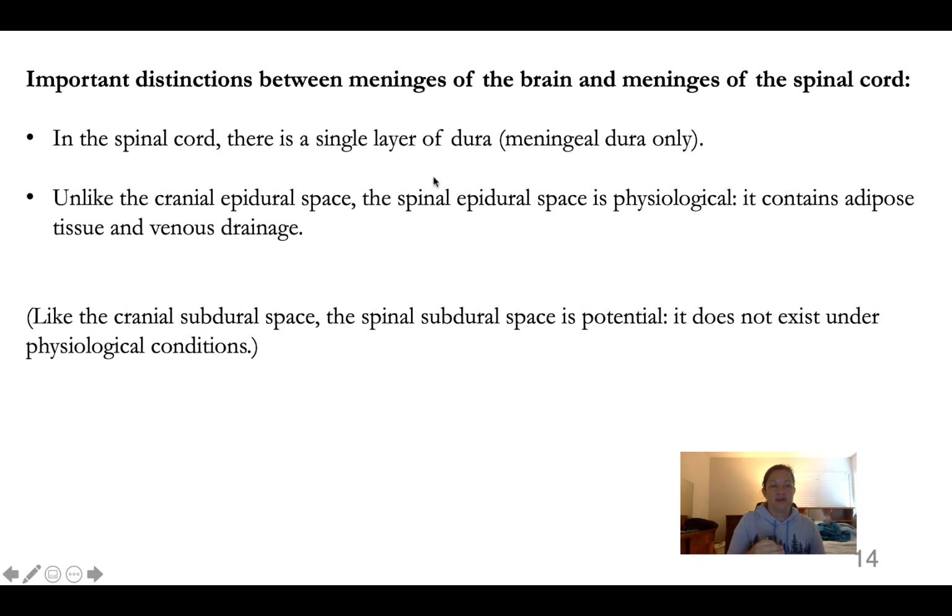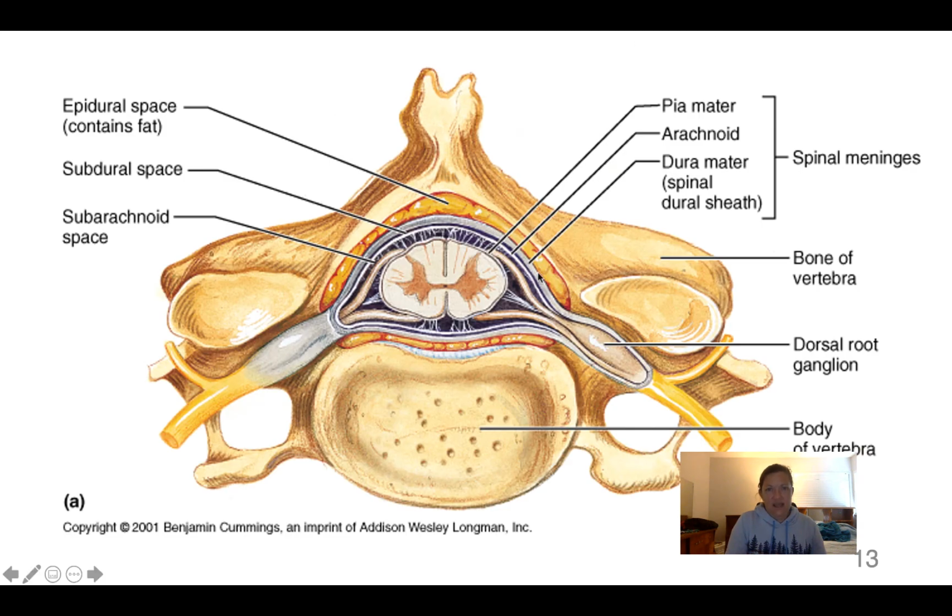So the periosteal dura from the cranium ends at the foramen magnum, and the meningeal dura continues to surround the spinal cord. And so now, as a result, there is a true, physiological and healthy epidural space. It tends to be full of fat, like most of the other little spaces in our body get full of fat. You can see here that there is no subdural space. So the subdural space is, again, not physiological, only potential in the spinal cord.